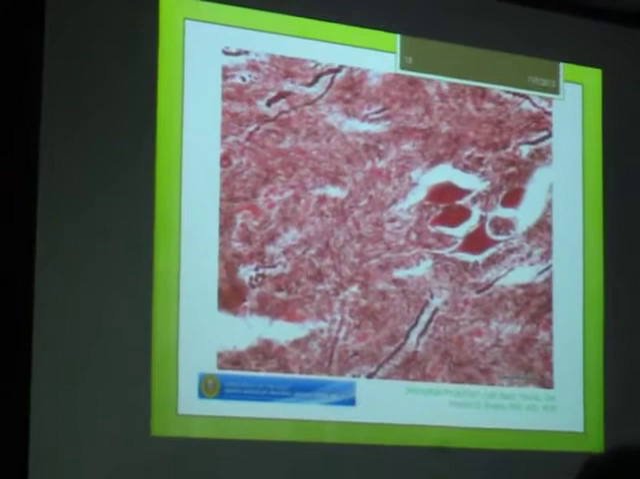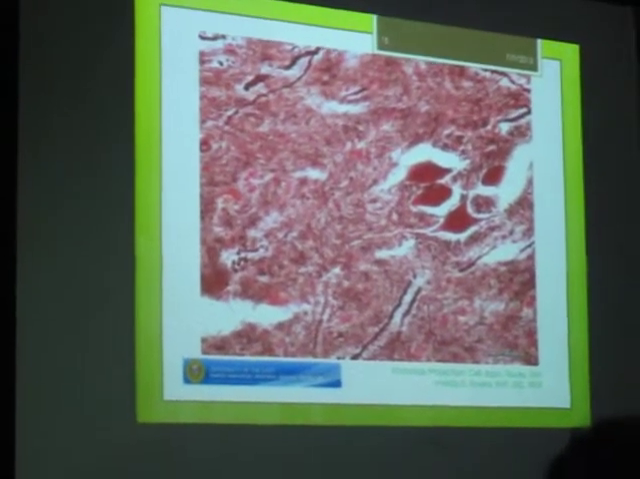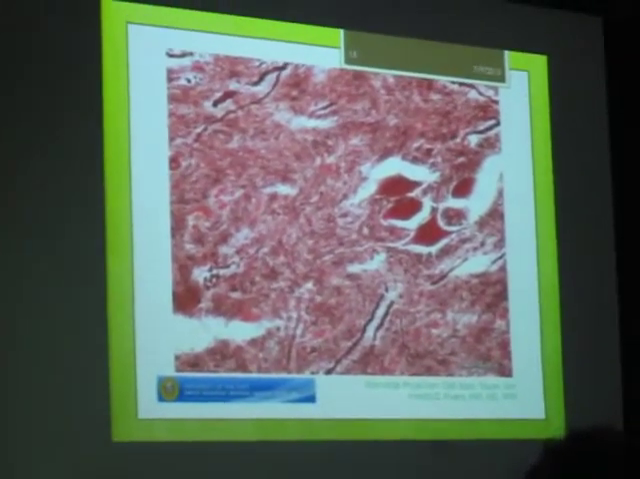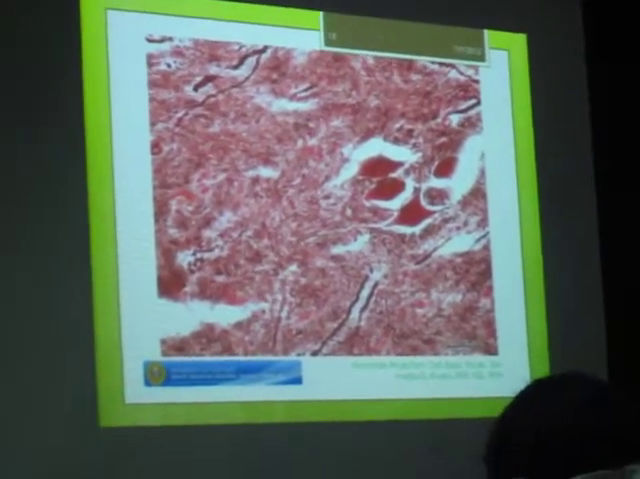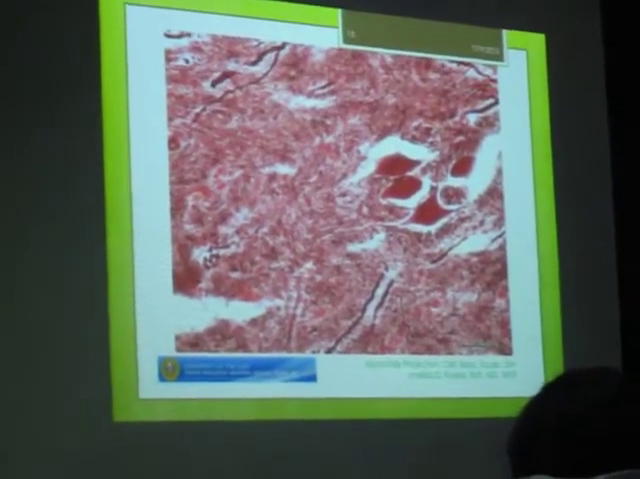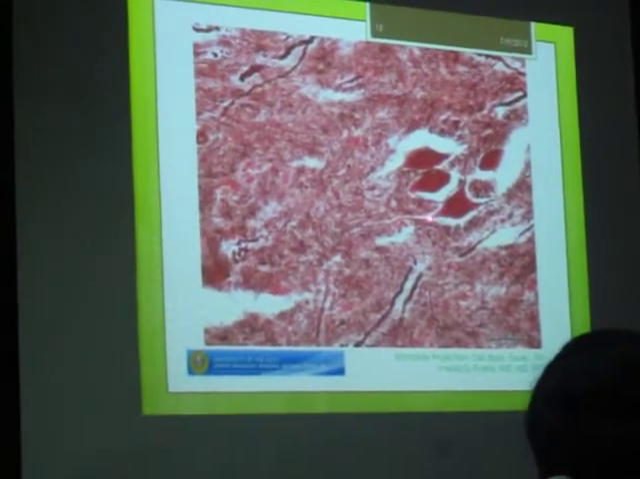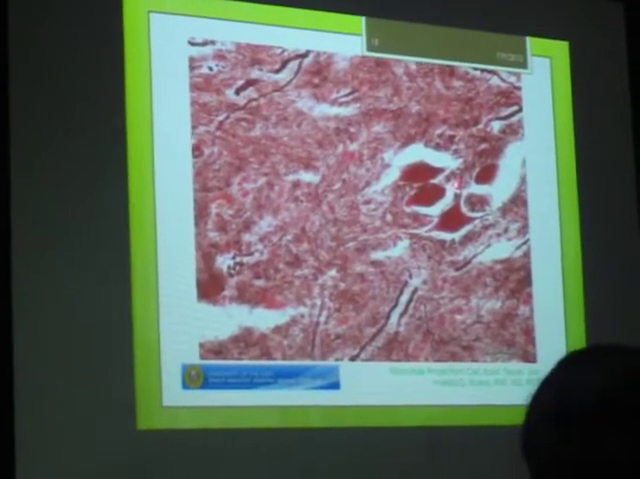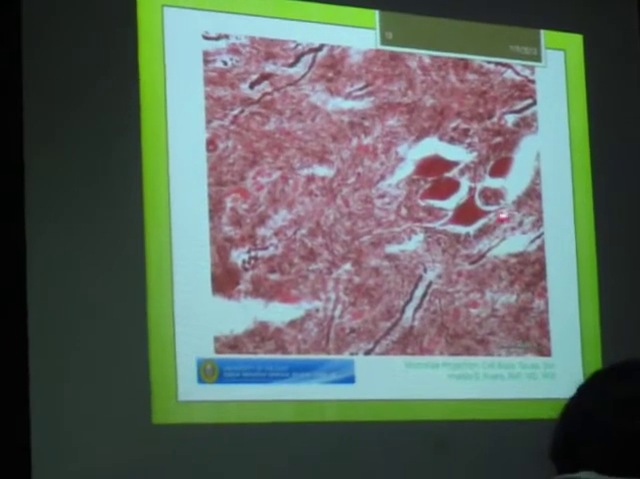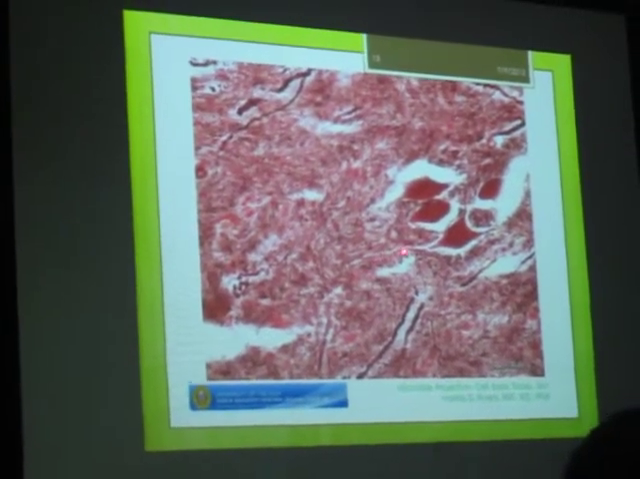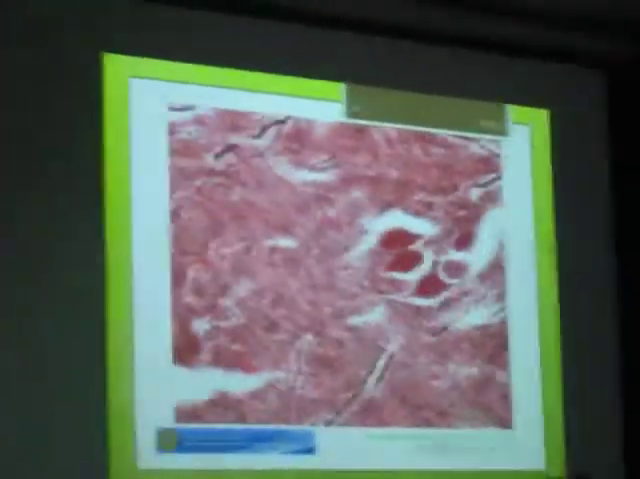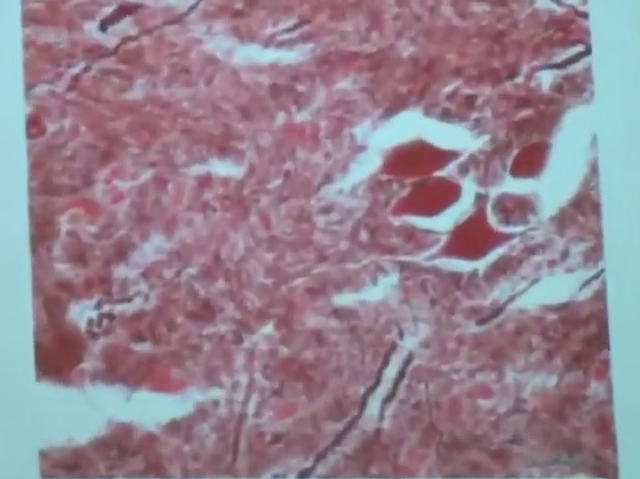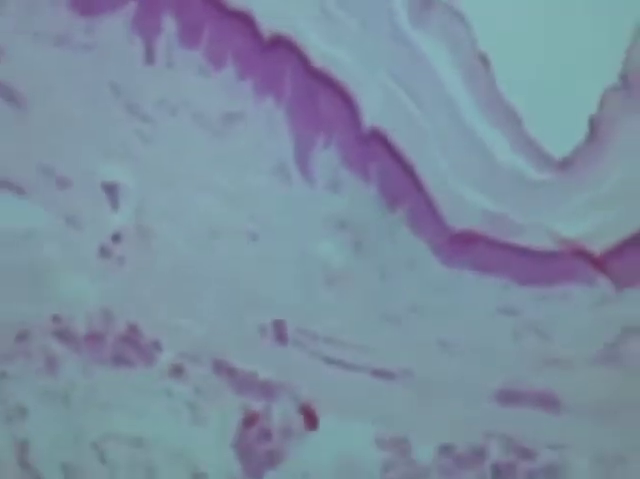Part of your lecture from nervous tissue is identifying the parts of a neuron. Sorry, this is the axon. Axon, these are dendrites. This is the axon.